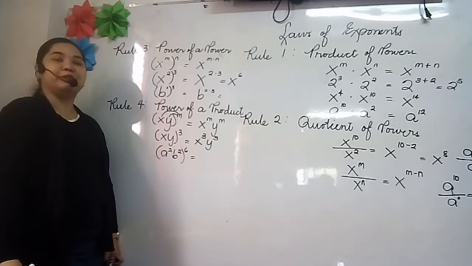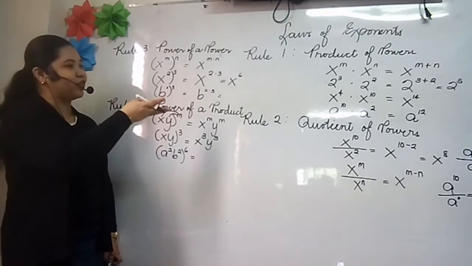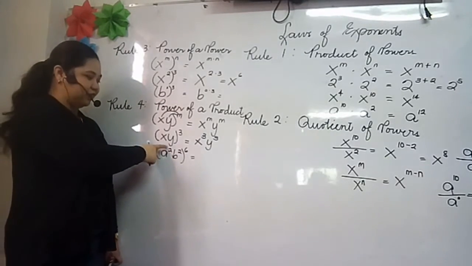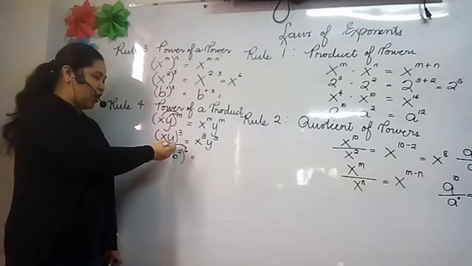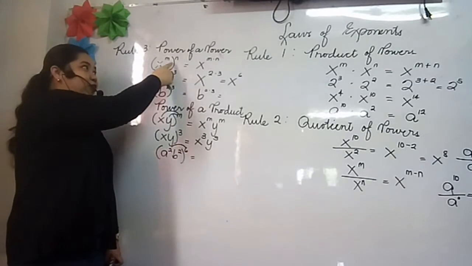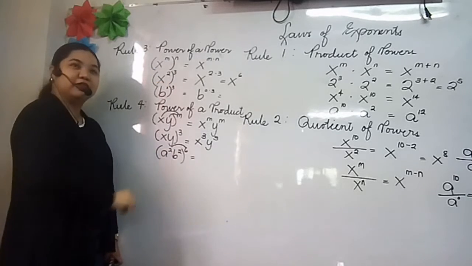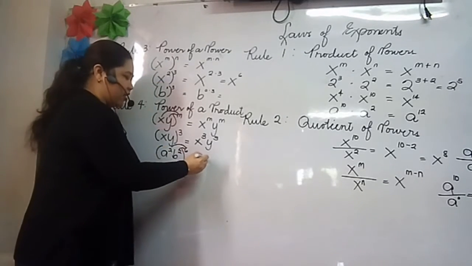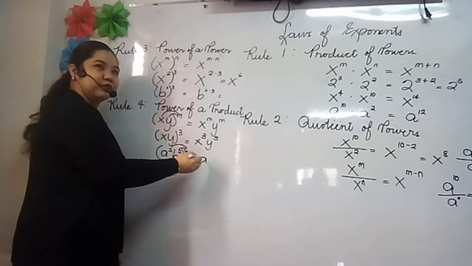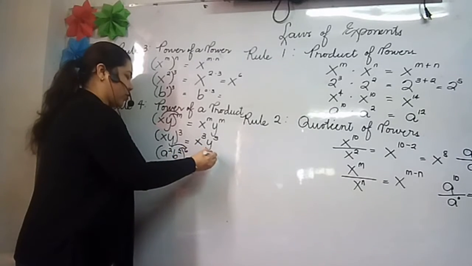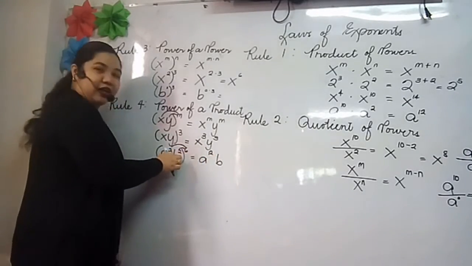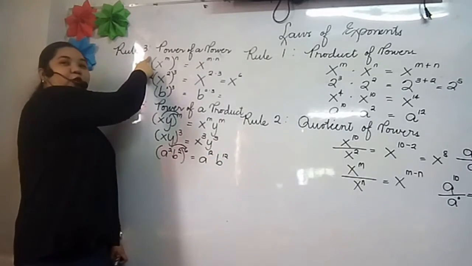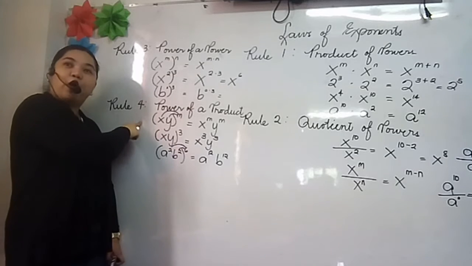Siyempre, kukombine nyo na, no? Sige, distribute dito. Follow mo itong rules na to. Ano? 6 times 2? A raised to the 12th power. B raised to the 12th power. So, in-apply na natin itong si rule 3 tsaka si rule 4.